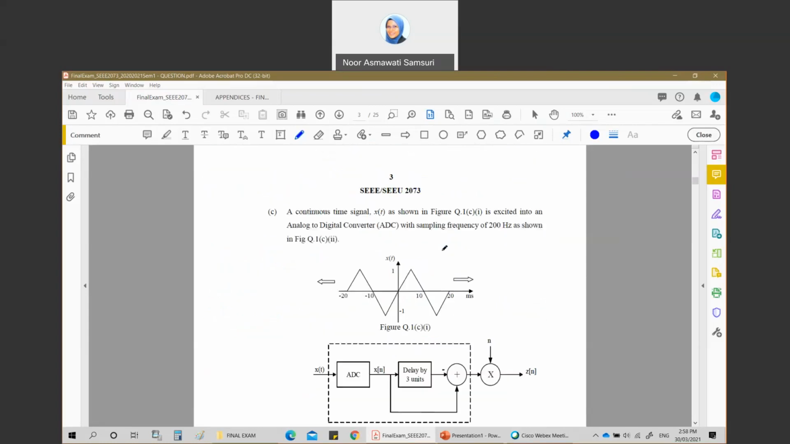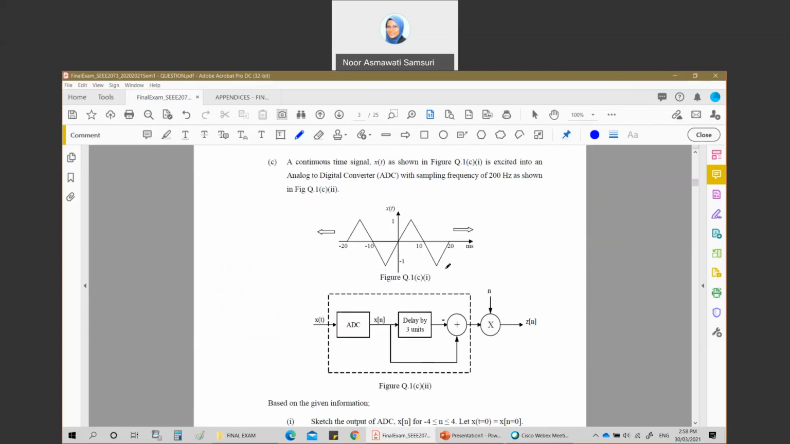And let's move on to the second part, the part C in question 1. Right, so continuous time signal, analog to digital converter, meaning that the xt becomes xn, in this case xt being converted into xn by using an ADC. So okay, please read through the statement given to you. Okay, and please jot down every single information that you have in terms of equation, values, and so on. Okay, for example, in here you have the sampling frequency of 200 Hertz.